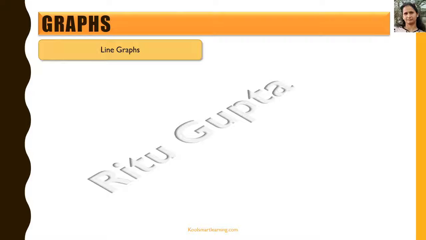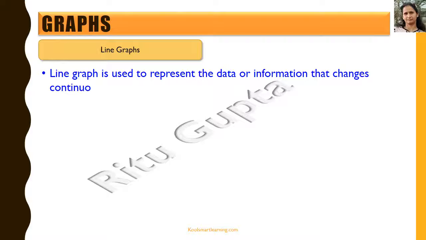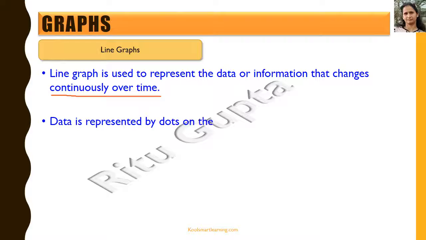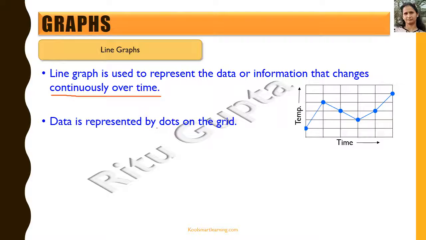So the next one that we'll be talking about are line graphs. A line graph is used to represent data or information that changes continuously over time. And the data is represented by dots on the grid. So if we look at this line graph, we are plotting temperature with respect to time, and we know that temperature continuously changes as we move during the day. So as the time changes, the temperature is changing continuously.